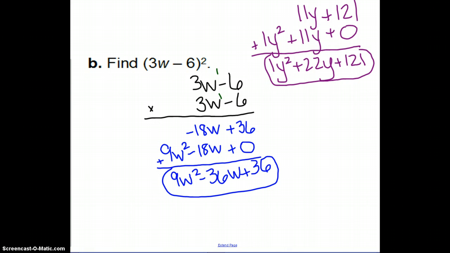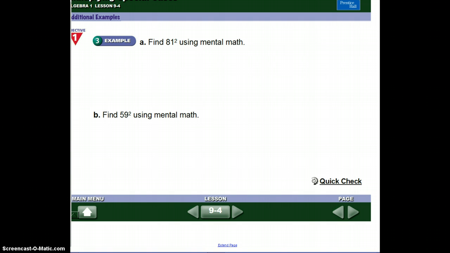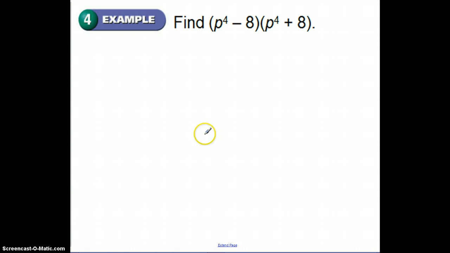Okay, let's see if we can hit one more difference of squares problem. Let's see, let me move ahead a little bit here. Let's try this one. The problems are exactly the same, except that one is minus and one is plus. Notice this is also trying to build your knowledge by actually including a variable with an exponent. So let's explore what happens when this p to the fourth is there.